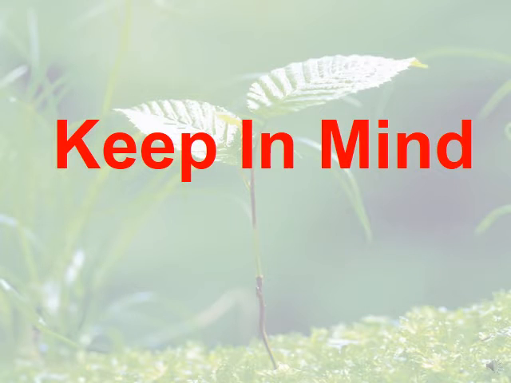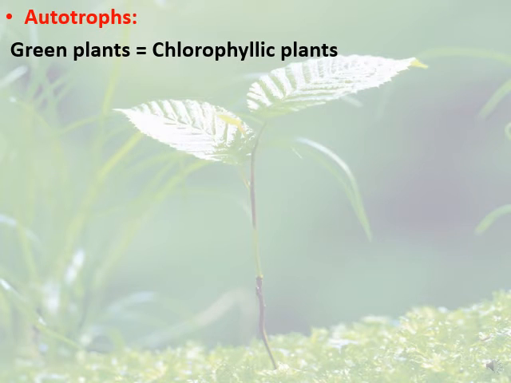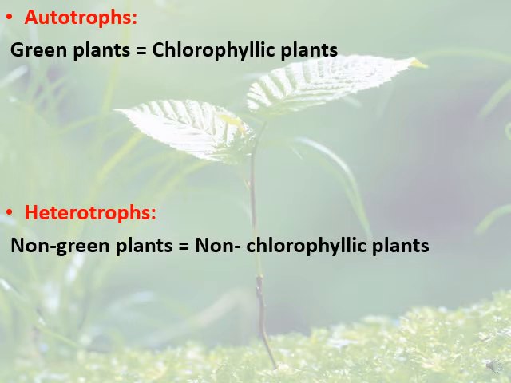You have to keep in mind some notes about the plants. Two important definitions. The first one, autotrophs. Autotrophs means that we are talking about green plants, meaning chlorophyll plants. What is the meaning of these? These have the green pigment, the chlorophyll, that gives the green color to the leaves. While the other definition, heterotrophs, are the non-green plants. They are non-chlorophyllic. They lack the chlorophyll pigment.